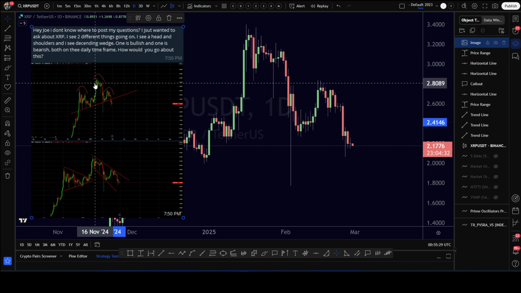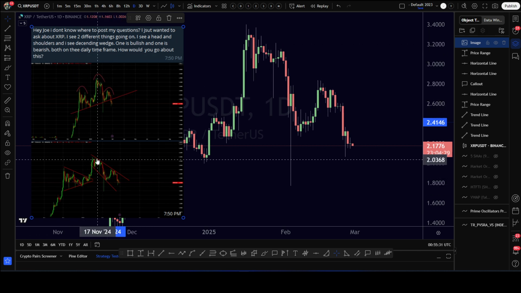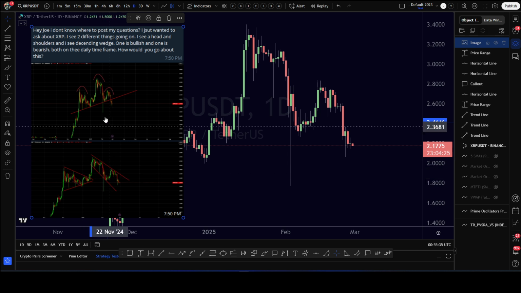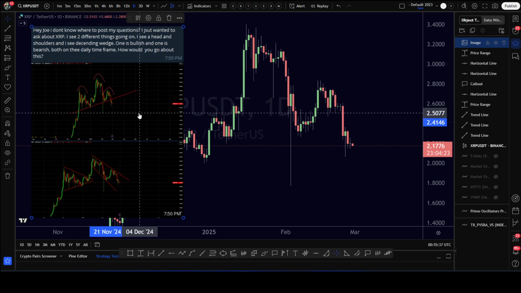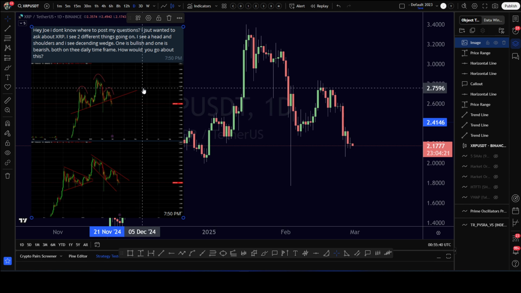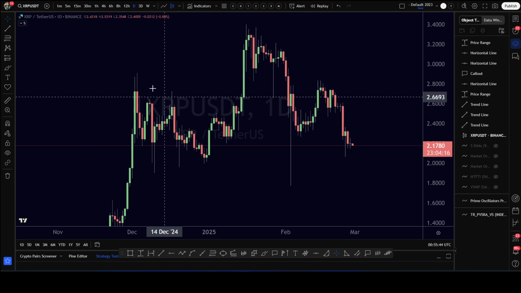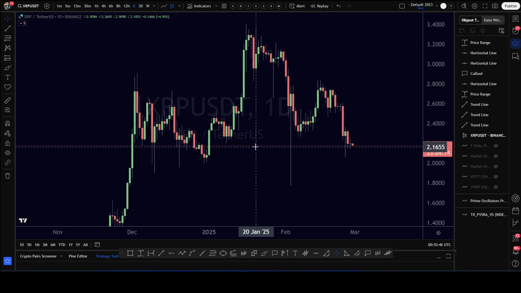This question is absolutely gold because I just wanted to ask about XRP. I see two different things going on. We have a head and shoulders and then also a falling wedge or descending wedge, whatever you want to call it, which is bullish. This one's bearish. Which one do I do? Excellent question. So let's go ahead and tackle this. So we're on XRP. They're using Binance and on the daily chart.